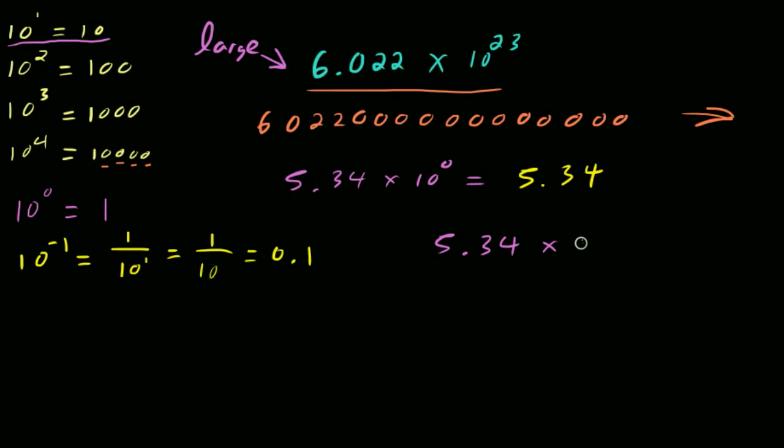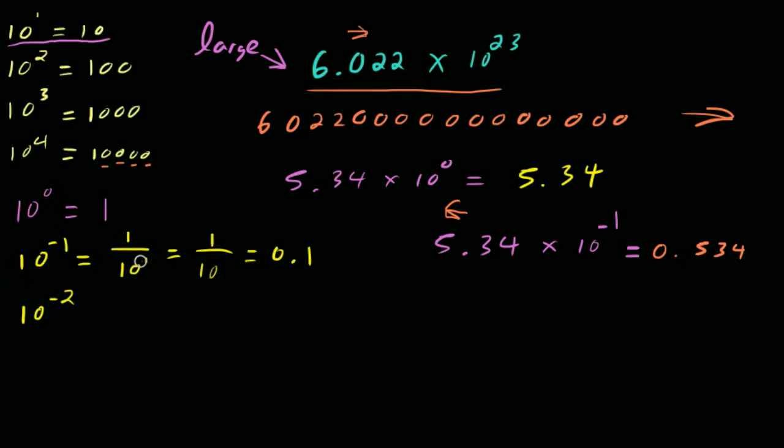So let's take another example. 5.34 times 10 to the minus 1. What would this look like if we were just going to write this without scientific notation? Well, here, our decimal point is just going to go one space to the left. So we're going to be left with 0.534.